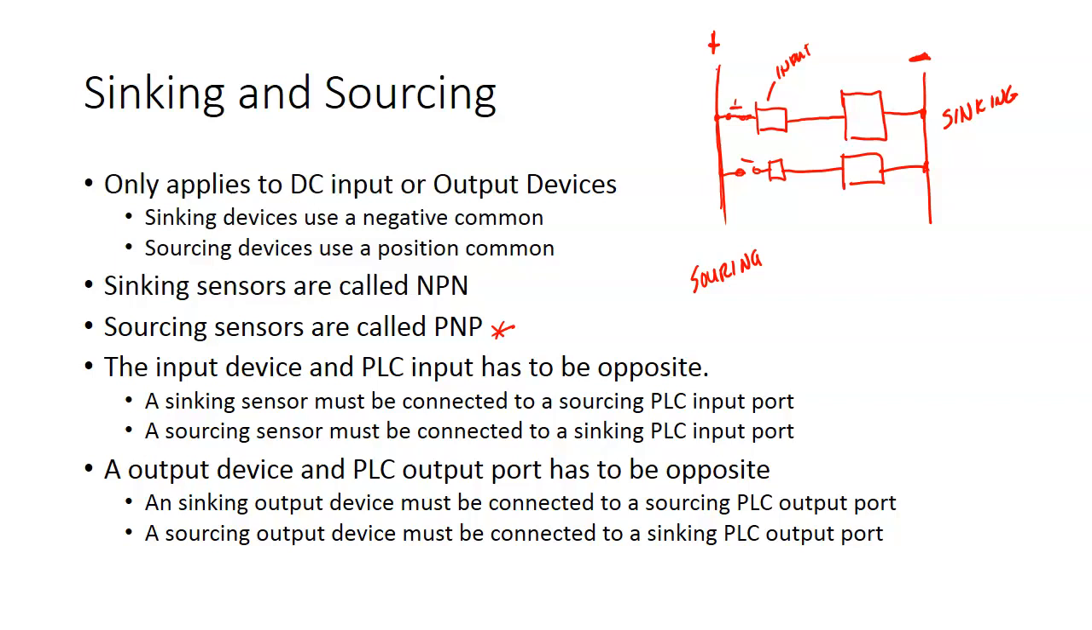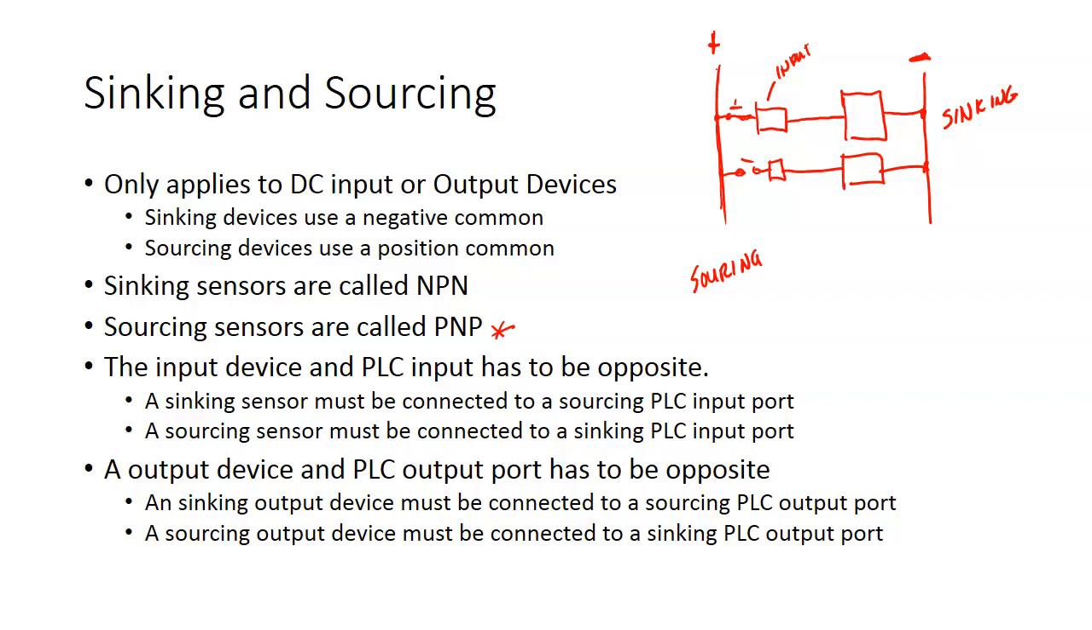Relay coils don't care about polarity. So a lot of our output devices don't care about polarity, but I'm guaranteeing you sooner or later you're going to do that. So you need to know on your PLC how the inputs work, and some PLCs allow you to change them up.